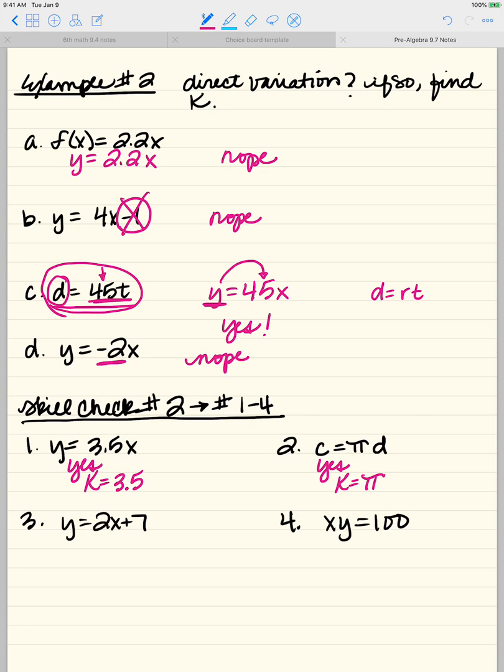Number 3, y is equal to 2x plus 7. Is this a direct variation? Nope. Because of this. This is not a direct variation. Number 4, xy is equal to 100. Is this a direct variation? No, it is not. Okay.